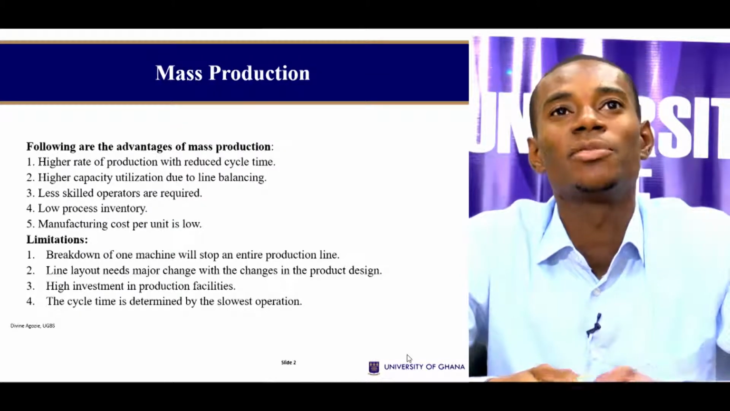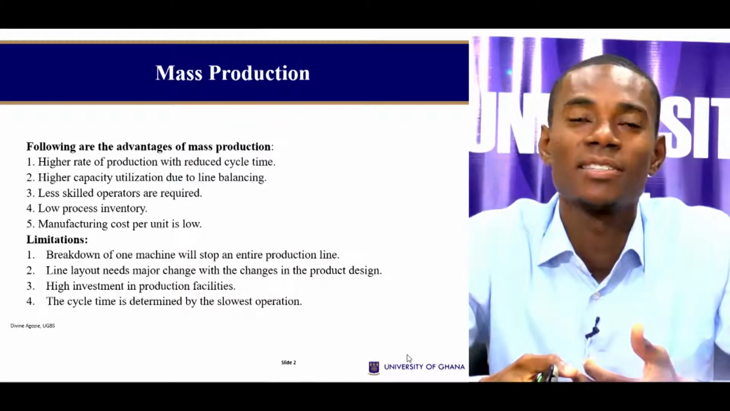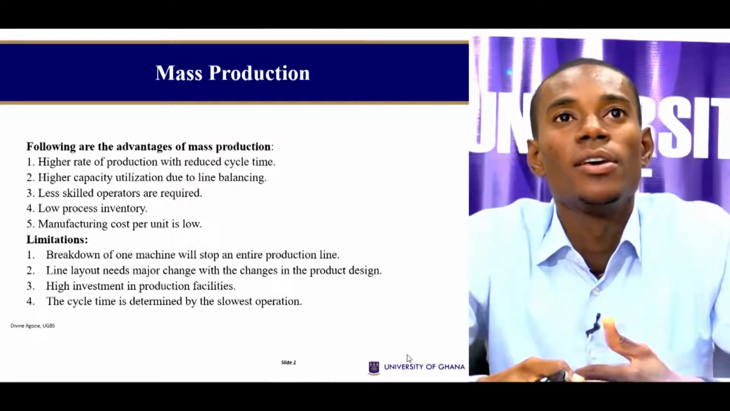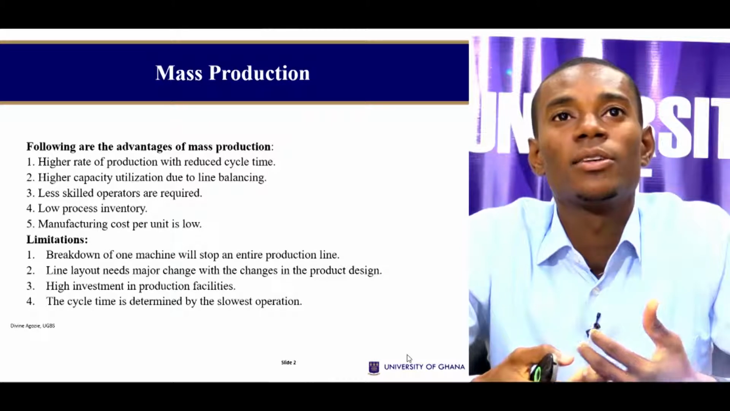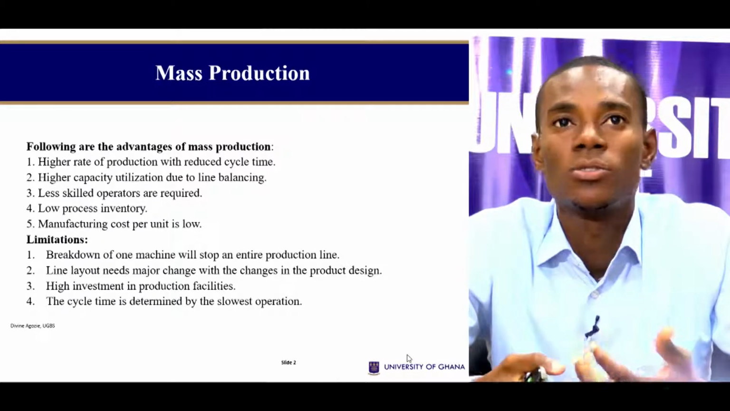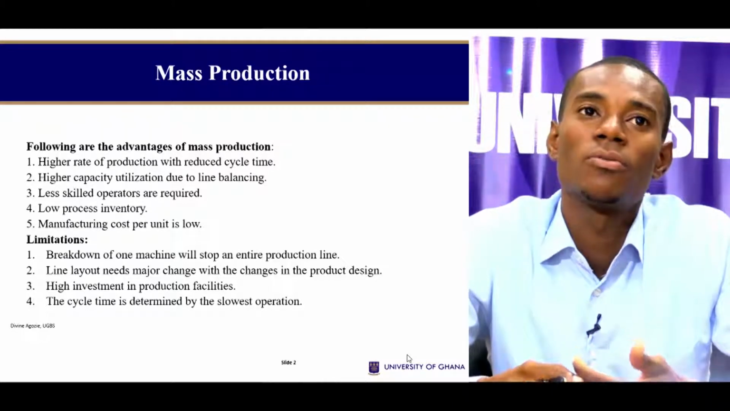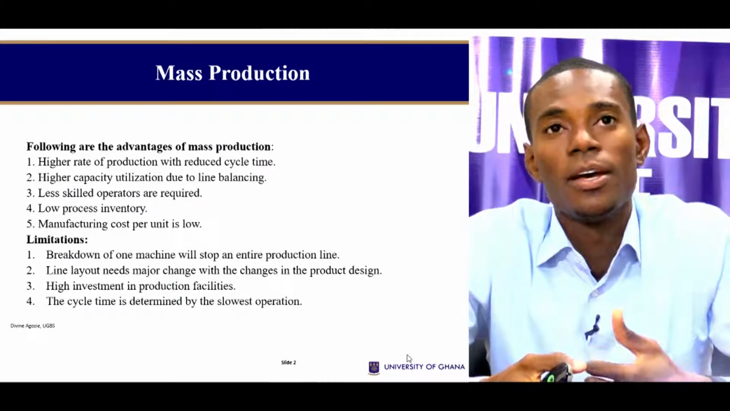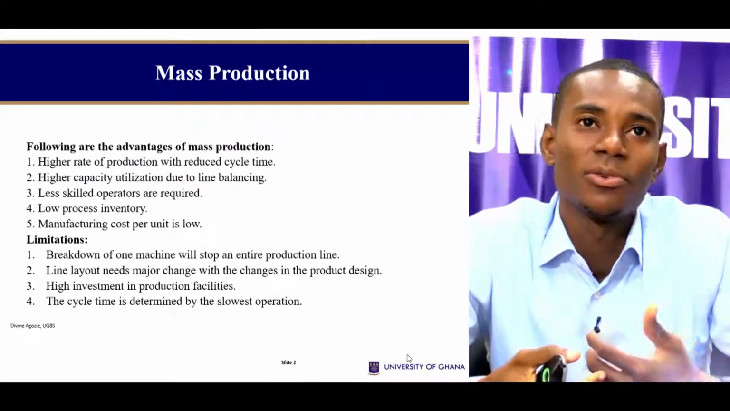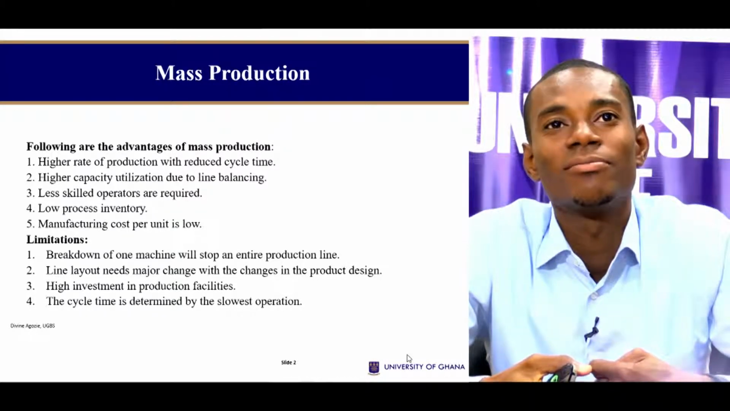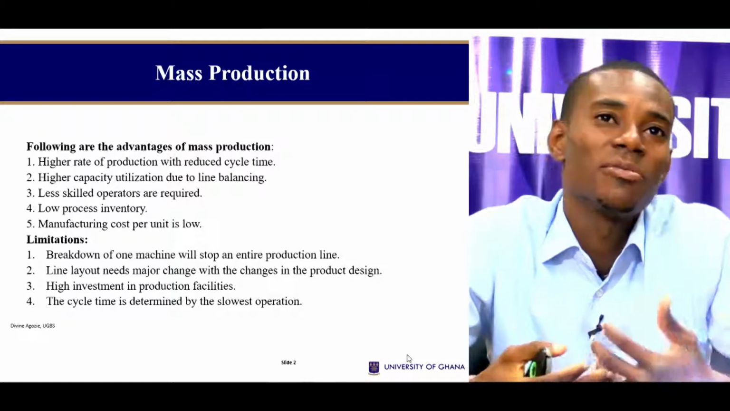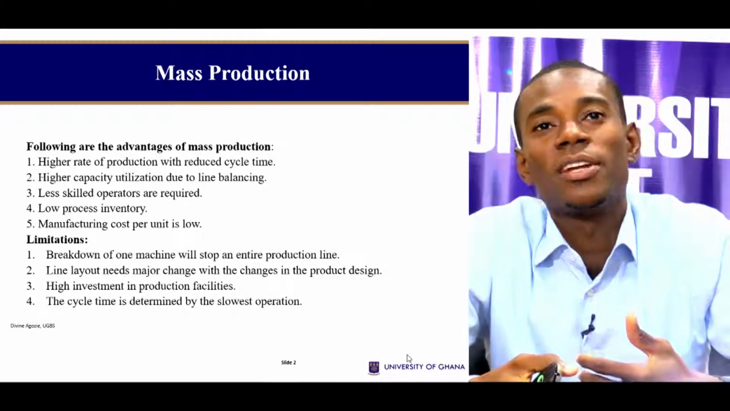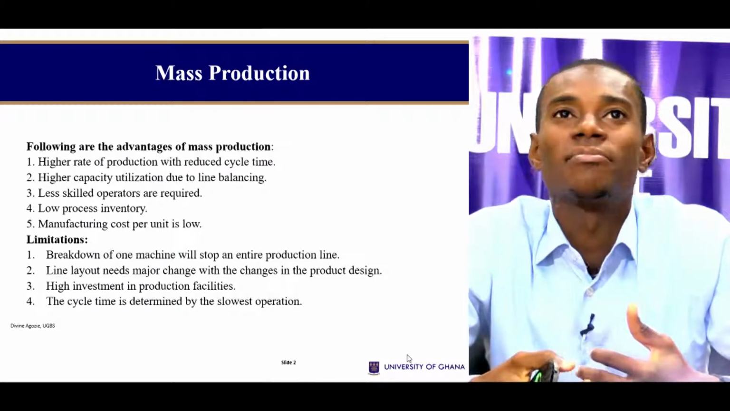Now, I think the name speaks for itself, mass production. It's a typical kind of production system where the production is done in huge quantities, in large quantities, compared to the case of batch production and the case of the job shop. Now, mass is relative, so I can't put a strict parameter, but on average, producing about 1,000 units of an item could be considered as mass production.